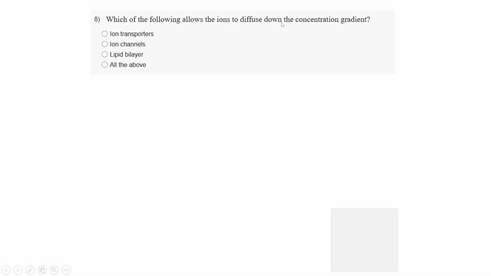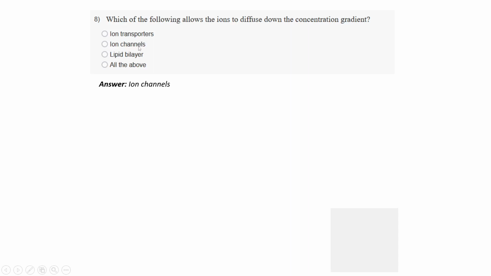Which of the following allows the ions to diffuse down the concentration gradient? So the first thing is what diffuse down the concentration gradient means. Diffuse down means along the concentration gradient. One term is diffuse down, and another is diffuse against. Diffuse down means going along the concentration gradient from higher concentration to lower, and diffuse against the concentration gradient means from lower concentration to higher concentration. So which is the correct option? Basically, what does an ion transporter do?